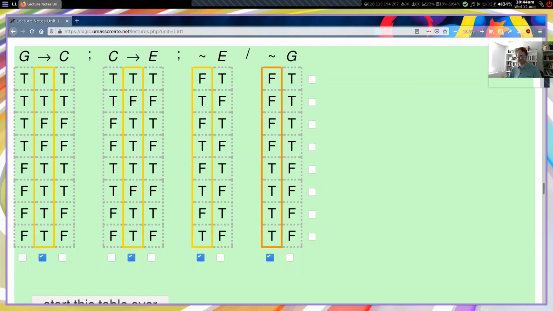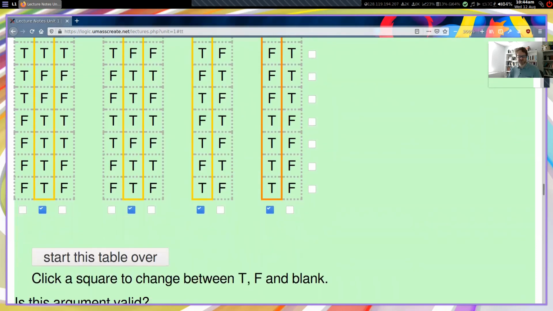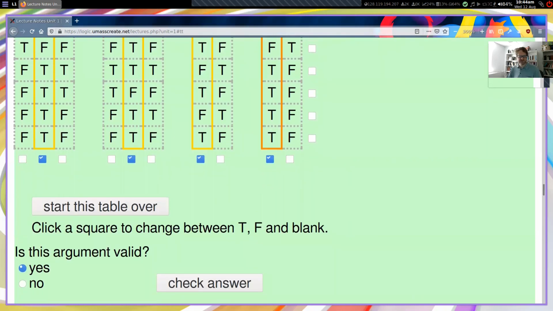Notice the only way this argument is sound is if the real world is this last row, where all the premises are true. Then the conclusion is true as well. But you can decide for yourself whether you think all the premises of the argument are true.